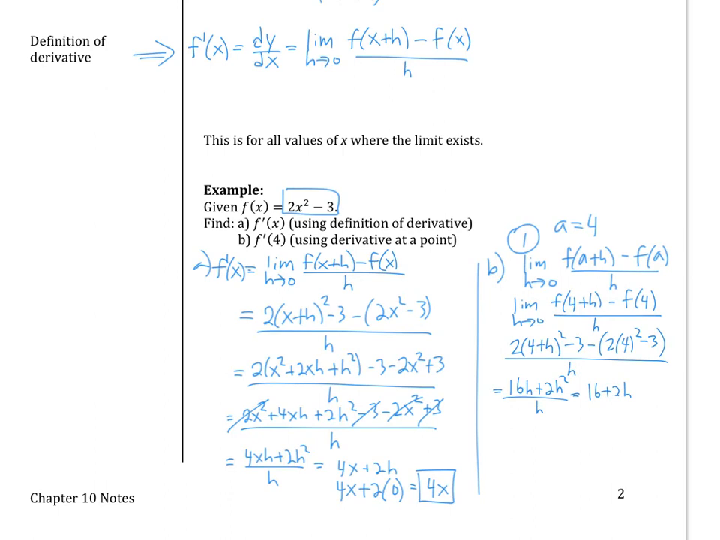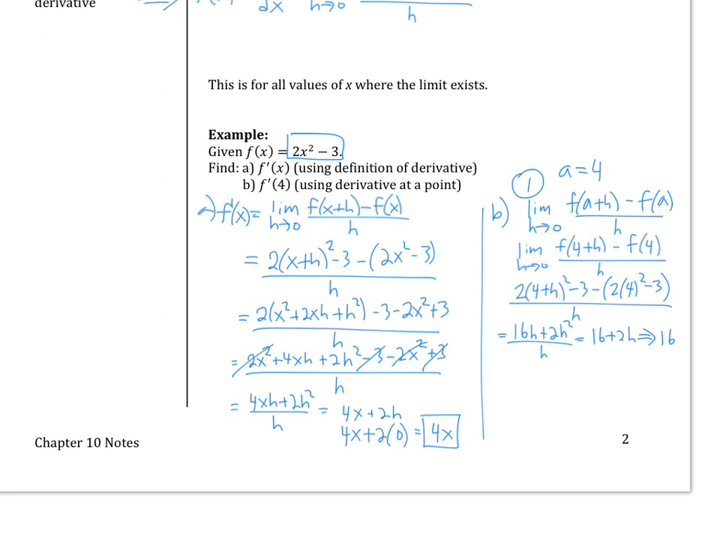Now h has to go to 0, so then you end up with 16. Okay, now method 2. Method 2 is really if you did method 1 first.